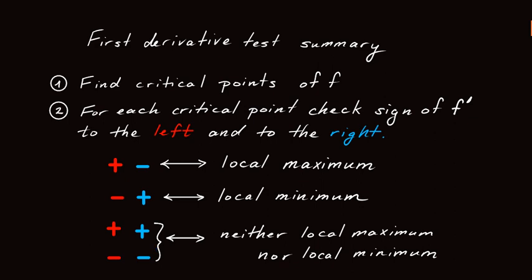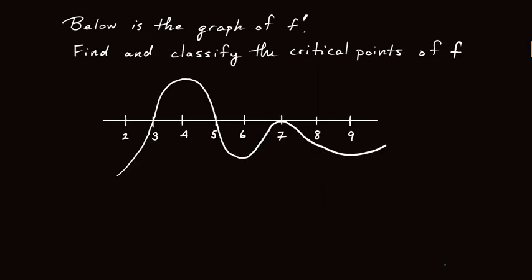Let's use this in an example. Here I have the graph of the function f prime. Now it's important to note this is not f, this is the graph of the derivative. But I want to find and classify the critical points of the original function f. So when I look for critical points, I'm not looking for horizontal tangent lines to this graph. I'm looking where f prime is 0, or it's undefined.